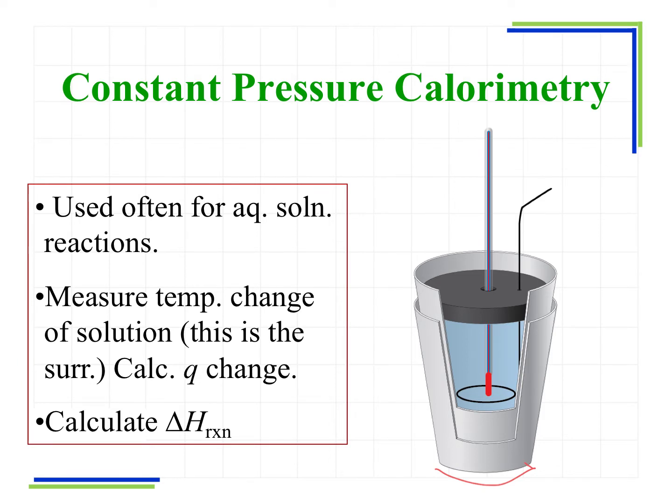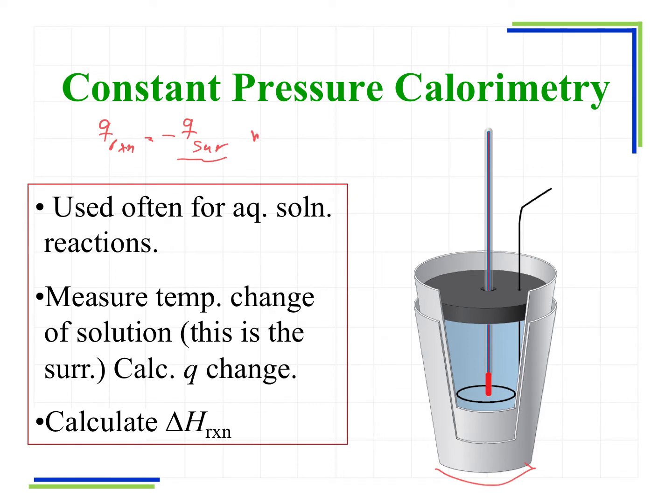So since the reaction is in the solution, we check the temperature of the solution, and the solution is our surrounding, and the reaction itself is the system. So again, the same thing. The Q of the reaction, which is our system, is negative Q of the surrounding. So we can find the Q of the surrounding the same way as we did in the bomb calorimetry.